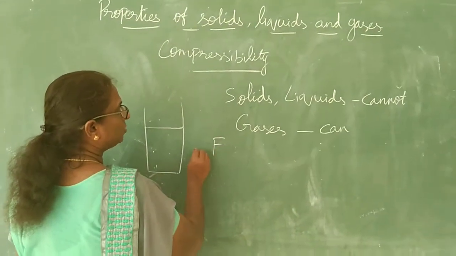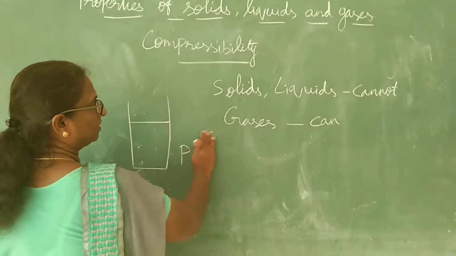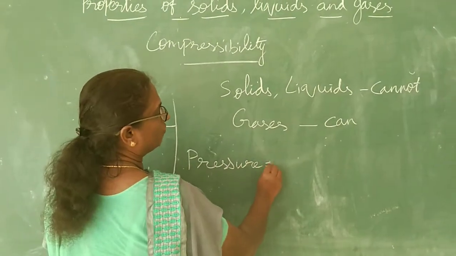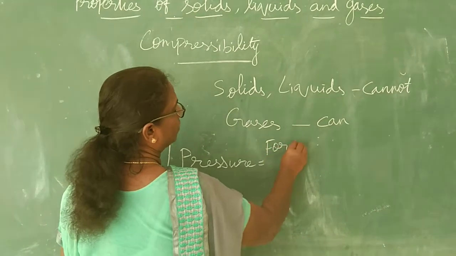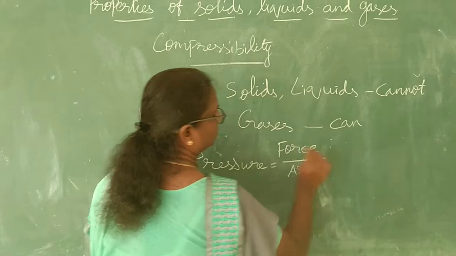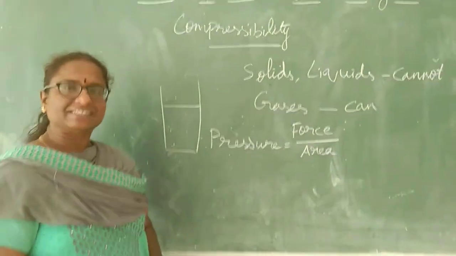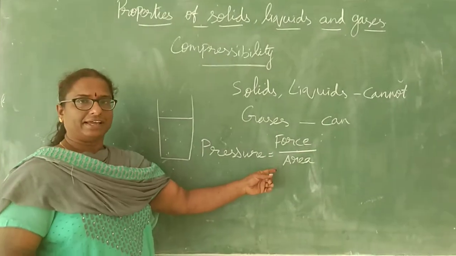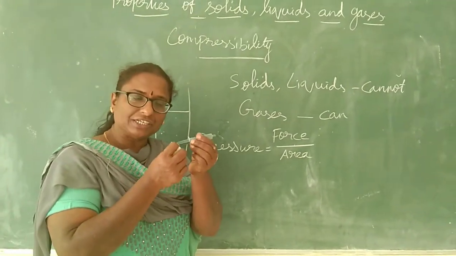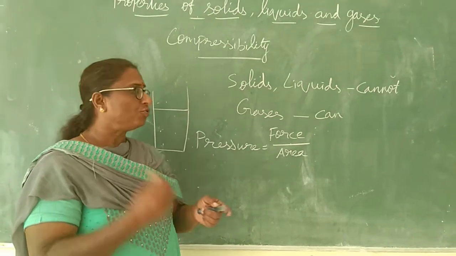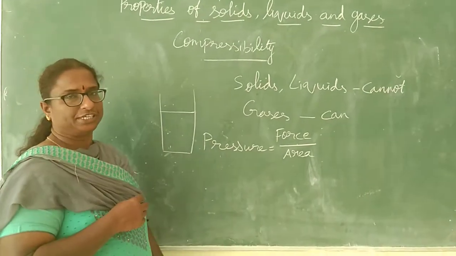One is you have to apply pressure. How are you applying the pressure? Pressure is force by area. Force acting on an area is called pressure. You have already studied this in 7th. What is pressure? Force acting on an area. I am applying pressure in this syringe. In two ways I can create a pressure here.